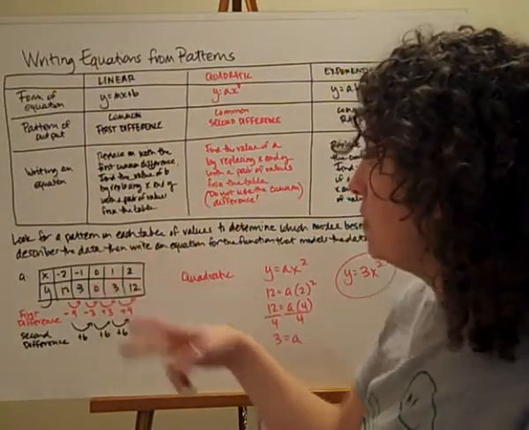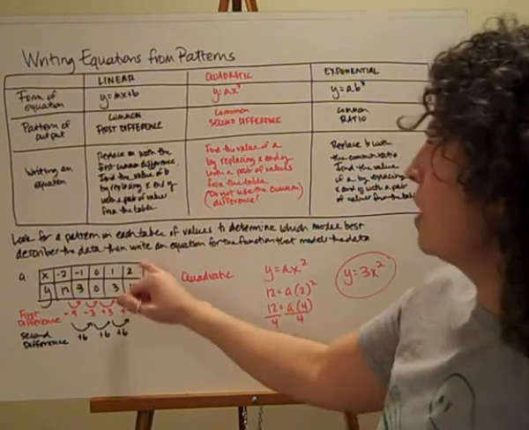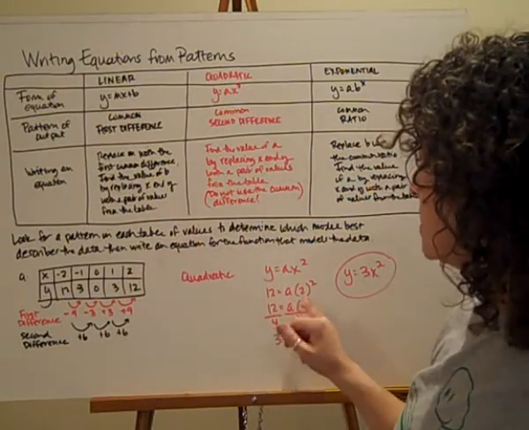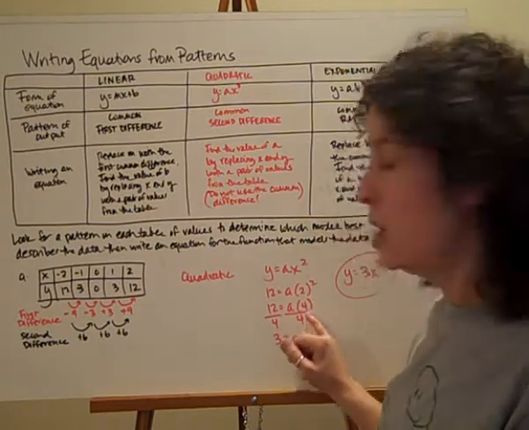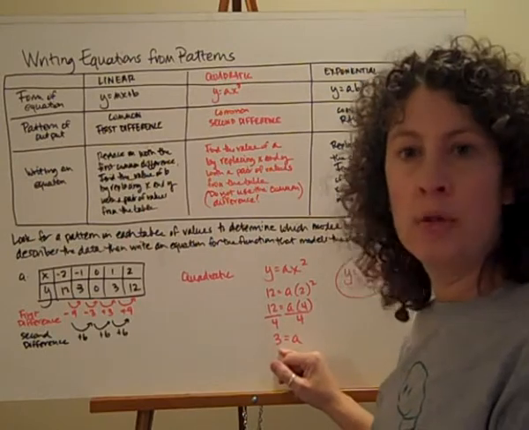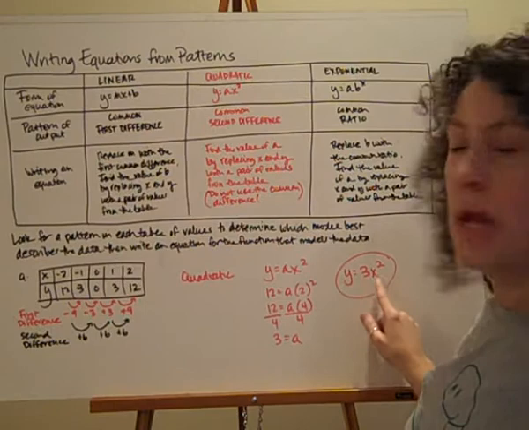I'm going to use any of the values from here. So I chose to use, what did I choose? 2 and 12. I chose 2 and 12 here. So I put 12 in for my y. I put 2 in for my x. So I have 2 squared here, which is 4. So I have 12 equals a times 4. Divide both sides by 4. I come up with a equals 3. So I'm going to plug that into my equation. So I get y equals 3x squared.